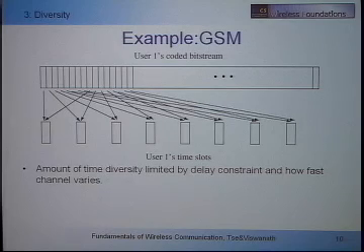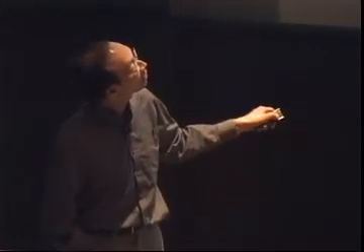Okay? Now the amount of time diversity is limited by the delay constraint. How do we see that? Well, if I have no delay constraint, or a very lax delay constraint, then I can interleave over many, many time slots. There's no limit. However, the delay constraint means what? I need to decode after a certain time. I can't wait forever. And that limits the number of time slots they chose.